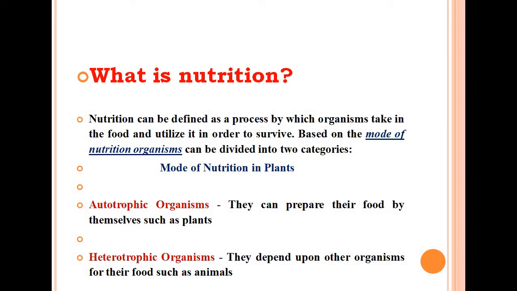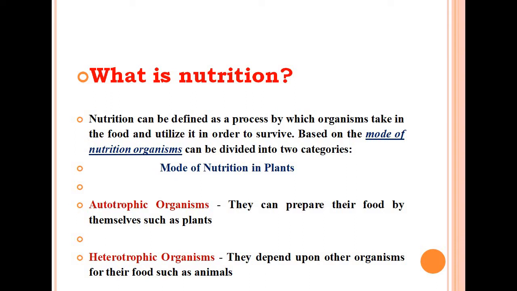So food is a substance that can be broken down by chemical processes in the body of an organism to give energy. And the process by which food is taken in by an organism and used by its body is called nutrition. There are two modes of nutrition, that is autotrophic and heterotrophic mode of nutrition.